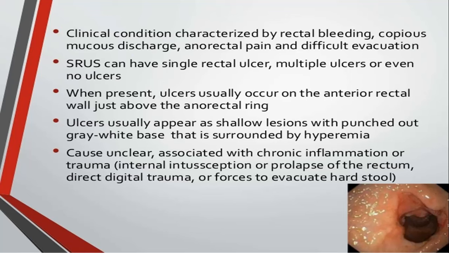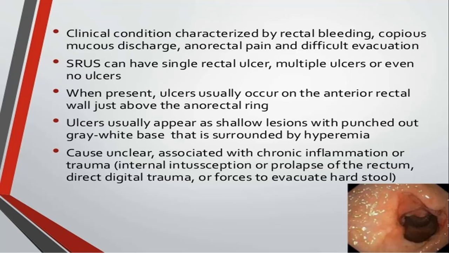Solitary rectal ulcer syndrome can have a single rectal ulcer, multiple ulcers, or even no ulcers. There may be no ulcer, but the patient comes to you with the complaint. When present, the ulcer usually occurs at the anterior rectal wall just above the anorectal ring.